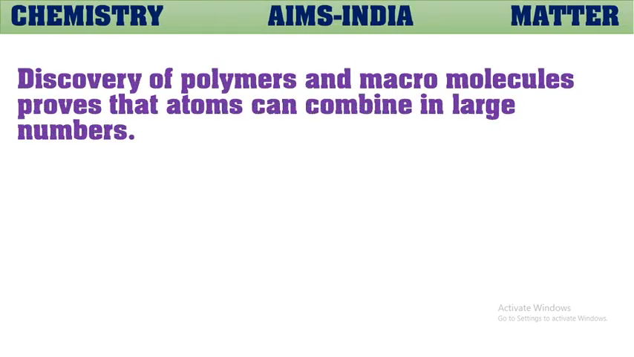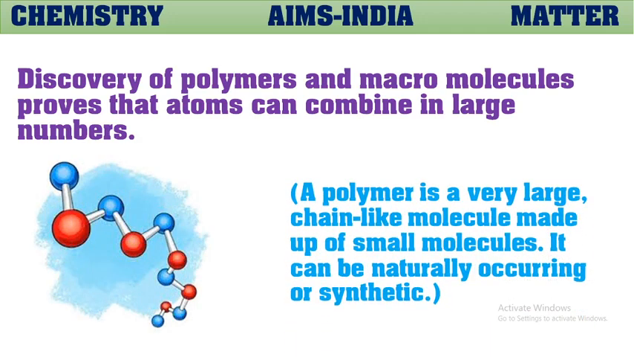And the next one, discovery of polymers and macromolecules proves that atoms can combine in large numbers. Here, polymers are very large chain-like molecules made up of small molecules. They can be naturally occurring or synthetic.